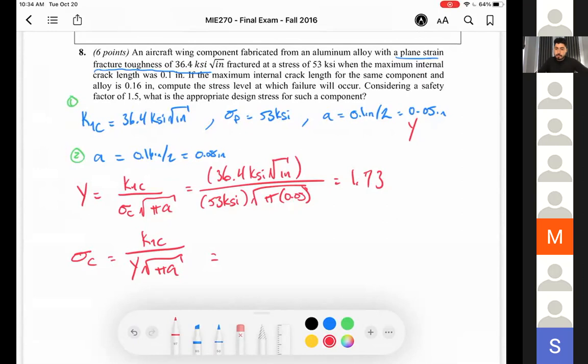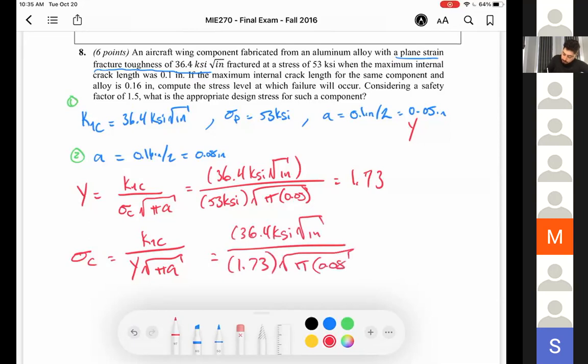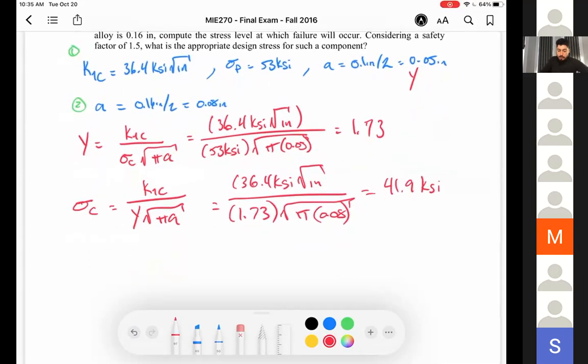We have to divide sigma c by a safety factor, right? Not right now. We'll do it at the end. Okay, so let's plug in our values. 36.4 KSI per root inch divided by our geometry factor, which is 1.73 times the root of pi, and our new crack length is 0.08. So that's going to give us a critical stress of 41.9 KSI. Okay, everybody's following me so far? I hope I didn't lose anybody.